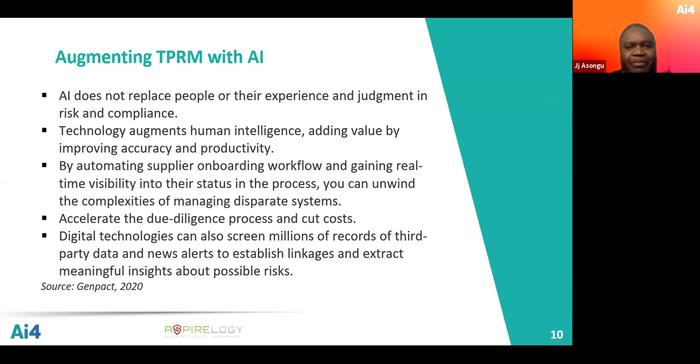So AI does not replace people or their experience or even their judgment. The judgment of humans, of third-party risk assessors, remains very important. And therefore, technology is simply to augment human intelligence and to add value by making it more accurate and by improving on productivity.